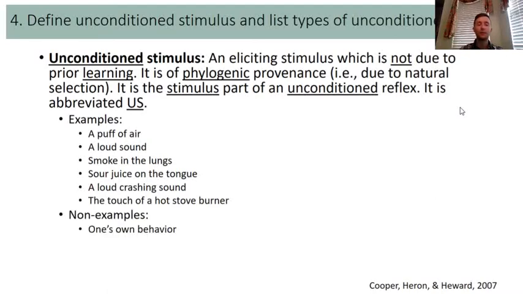Here are some non-examples. So these are not eliciting stimuli: one's own behavior. So your own behavior cannot be an antecedent for other behaviors that you engage in or other aspects of your behavior.